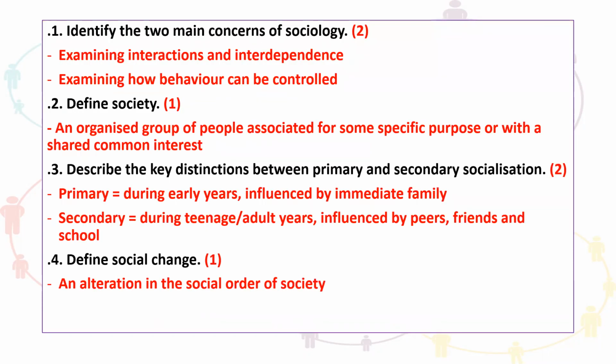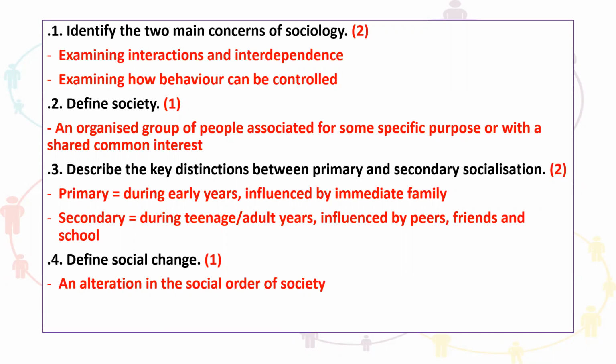Okay, so let's just go through them all together here. It's all come up together, so we'll just take it one at a time. First one, two main concerns of sociology. So when we're talking about sociology, it's all about people, and there's two key aspects to it: examining the interactions and interdependence. So how people kind of go about their business with each other and how they interact and how the different personalities and different relationships form and how people become dependent on each other within a society.